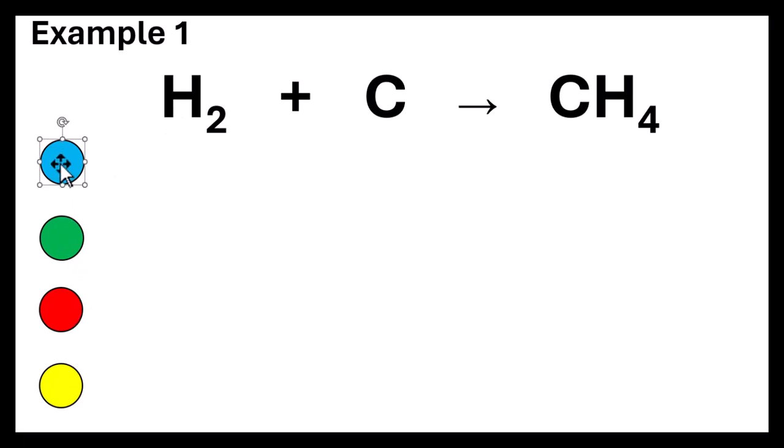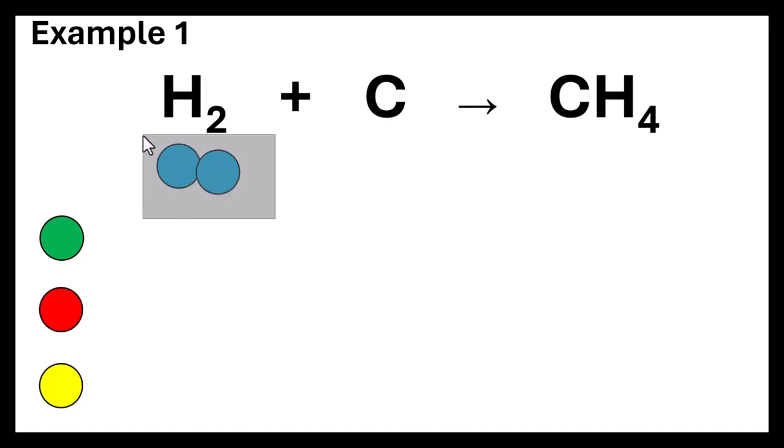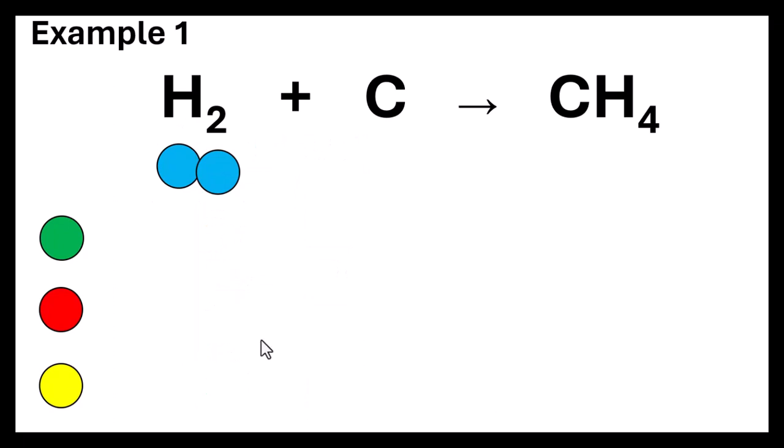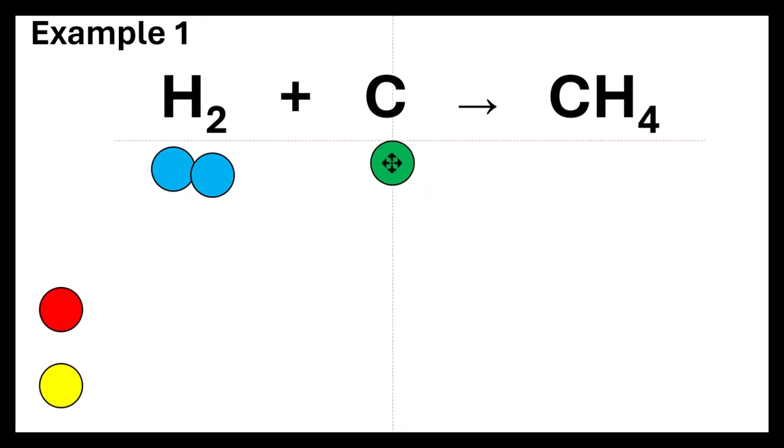So I'm going to choose this blue to be the hydrogen. Now you can just use Control C, Control V to make a copy. And then after you do that, you should highlight and group these elements. And so now you've got this as a total group together. All right, I'm going to choose green for my carbon.